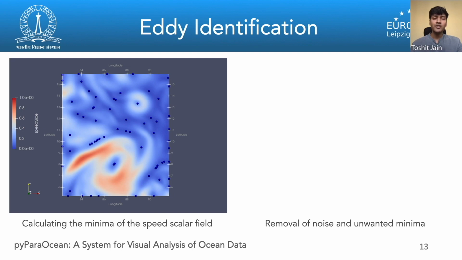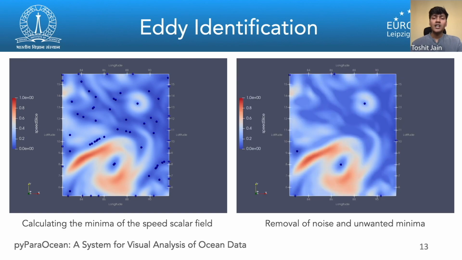The eddy identification tool is designed as an extensible tool which allows for multiple implementations. In the current implementation, it uses the speed scalar field to find the minima for eddy centers. Then, the unwanted minima and noise is removed by topological persistence simplification. This is done for all the depth slices and for all the time steps.